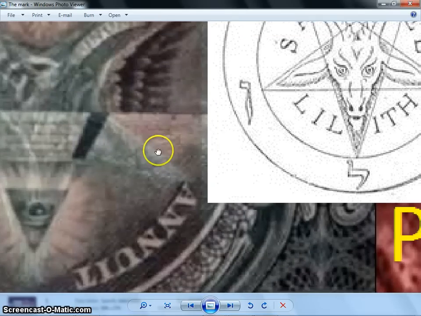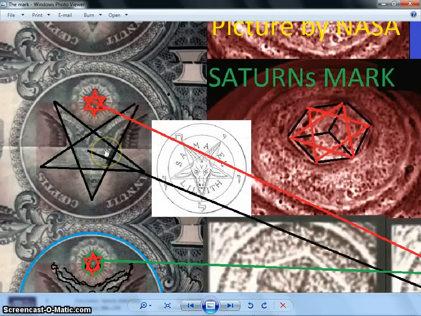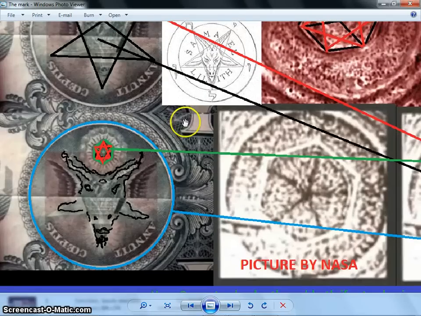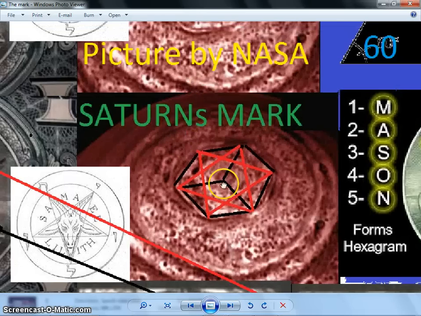We have the ear right here. We have the horns. We have the mind's eye, and we have the hexagram. We have the hexagram and the pentagram. We have the hexagram and the cube, surrounded by the circle and the satanic sigil. This is a picture by NASA.